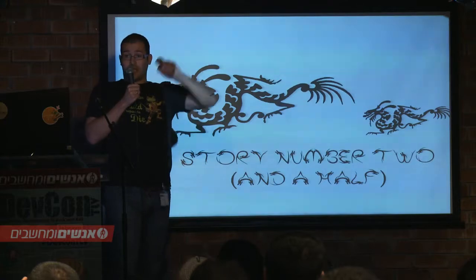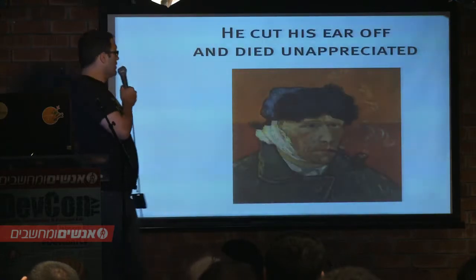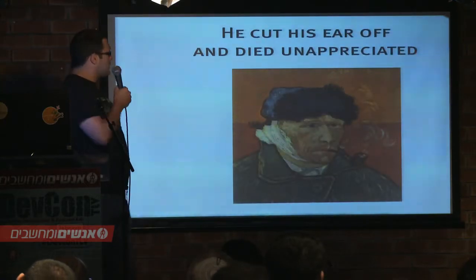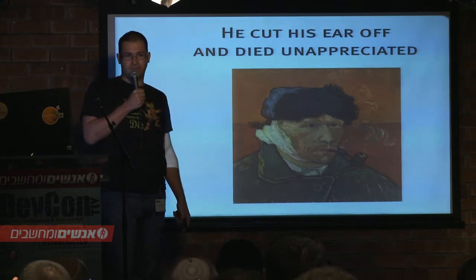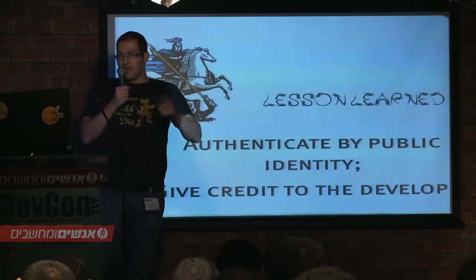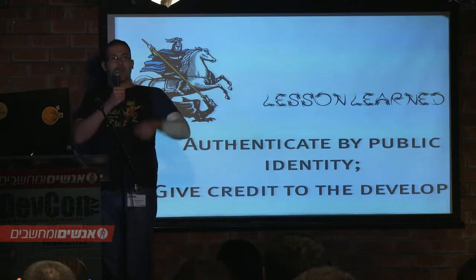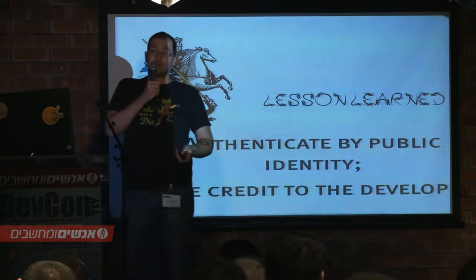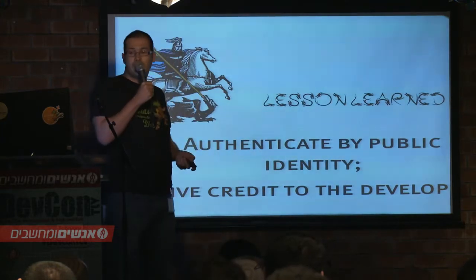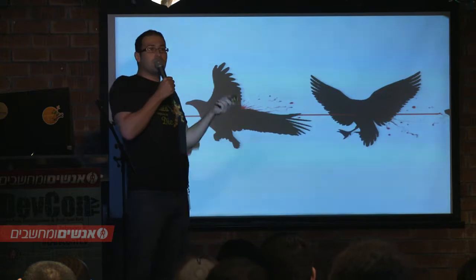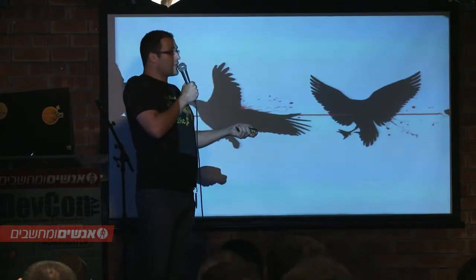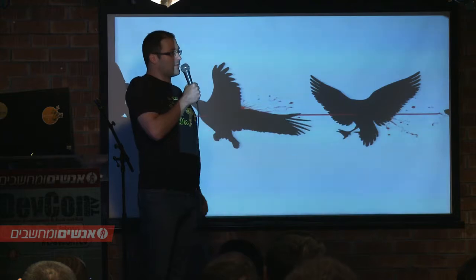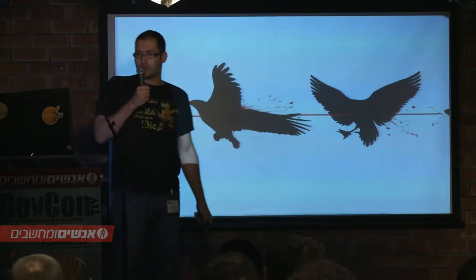Lesson 2.5, this guy. This guy cut his ear off and died unappreciated because nobody gave him a credit. Lesson learned from those two: authenticate by public identity and give credit to the developer. You actually killed two birds with one stone. You both authenticate correctly, and you give the credit that should be given.